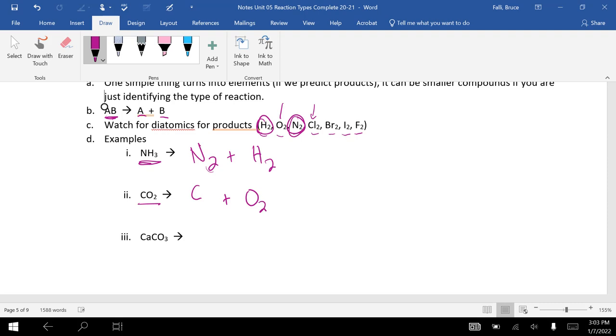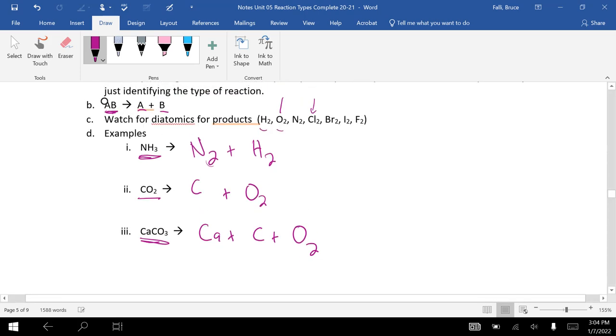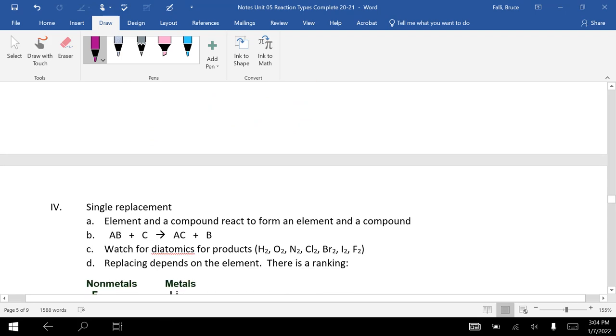Okay. Calcium's one big thing. We're just going to chunk it down into elements. Calcium plus carbon plus oxygen. The only one of these guys that's a diatomic element is oxygen. That's it. Oh, man. My computer's really taking a long time to settle in my drawing.